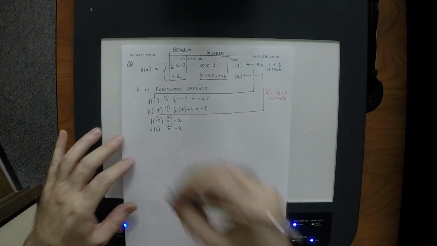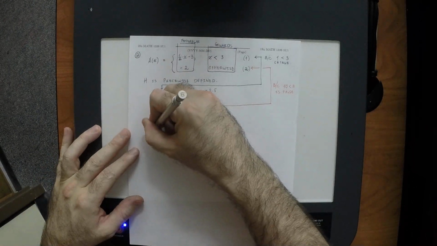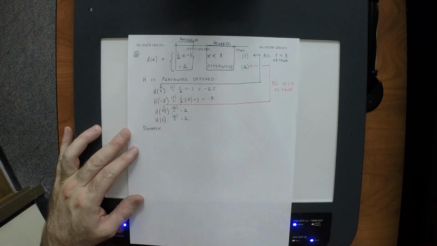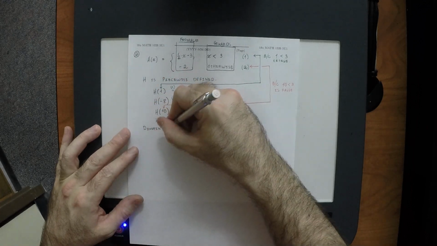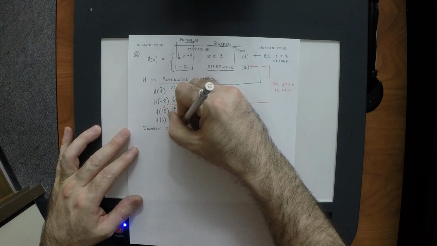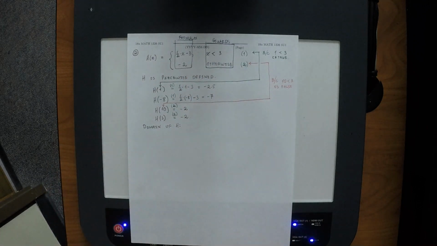So now I have a question. What is the domain of h? That is to say, what inputs are permitted, and furthermore, which inputs go to which clause.